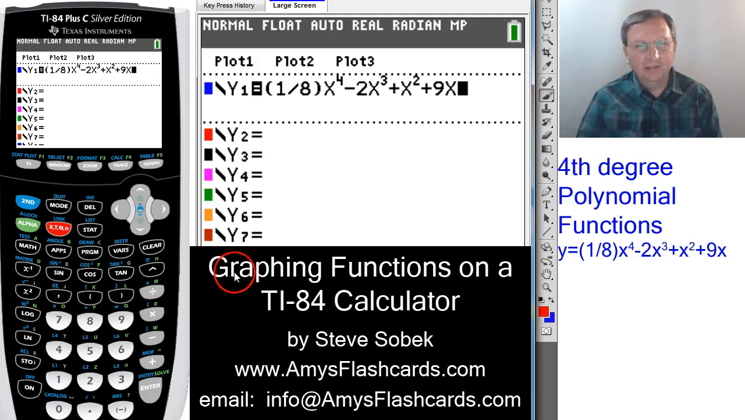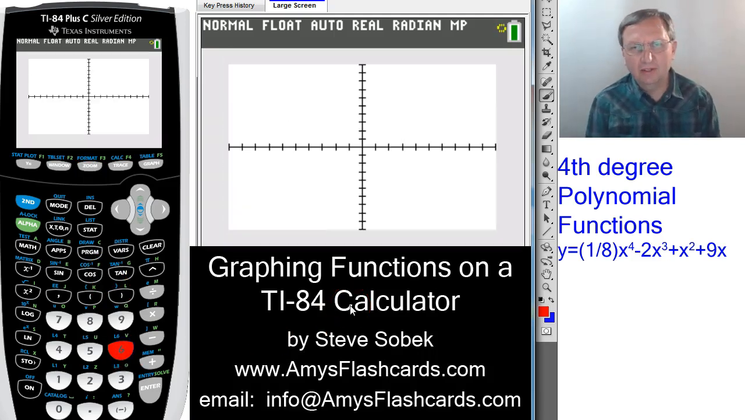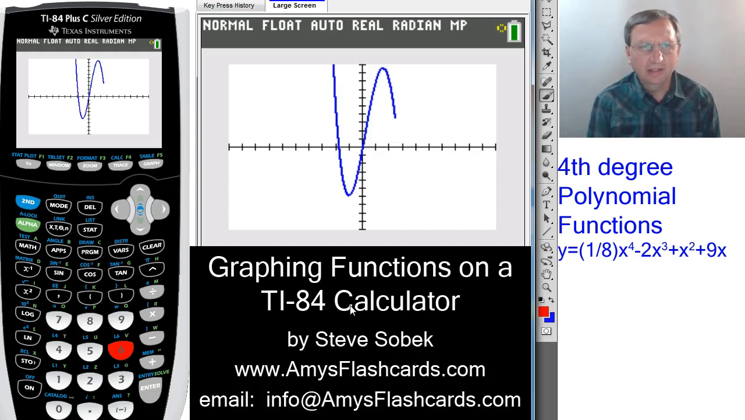Do a zoom 6 if you haven't already restored your window to a standard window. I'll do the same thing here. Zoom 6 so that we'll see the graph of this on a standard window ranging from negative 10 to positive 10 on both axes. And here we can see a graph. And I'm going to capture that window and bring it over here, and then I'll restart the video.